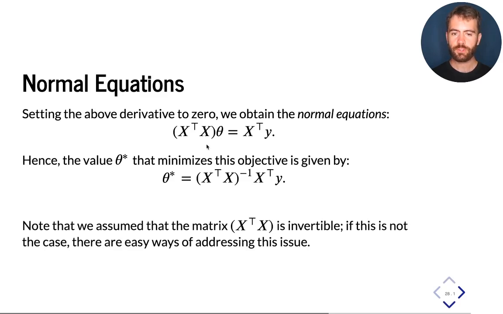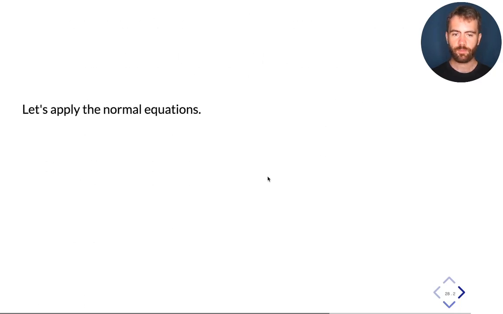In order for this to work, this matrix here, X transpose X, has to be invertible. It will often be the case, most often in applications this will be the case, and when it is not the case, there are simple ways of addressing this issue, and we will see one way of doing this in the next few lectures. Alright, so here we have defined the normal equations and their solution. Let's now look at how we can implement this in practice.